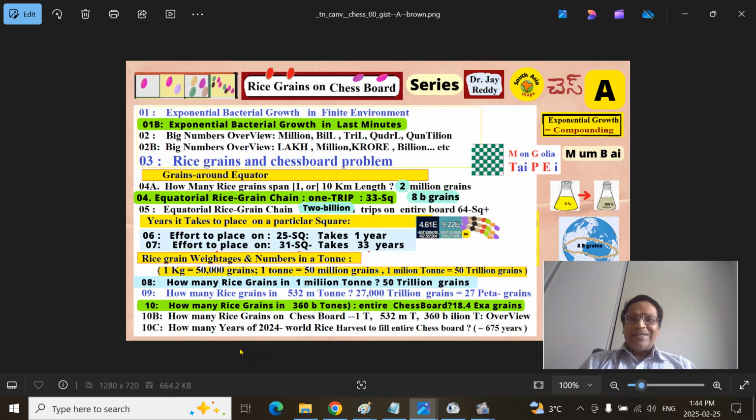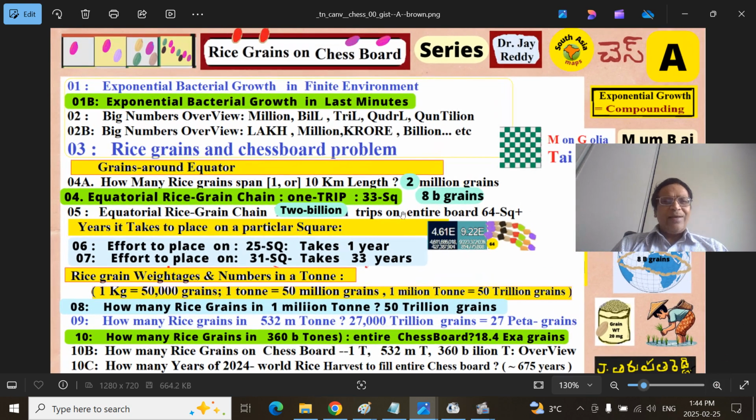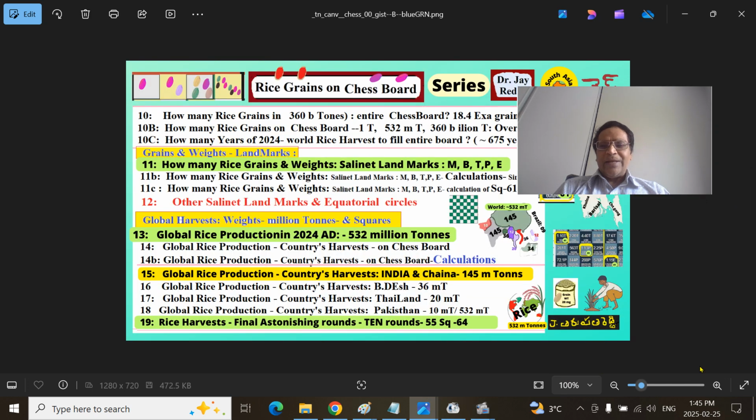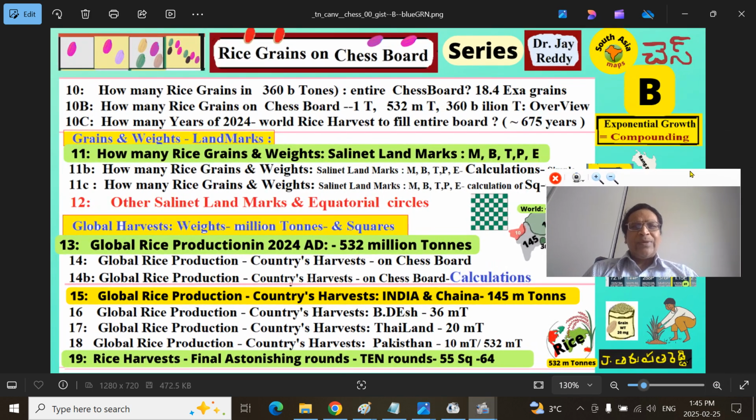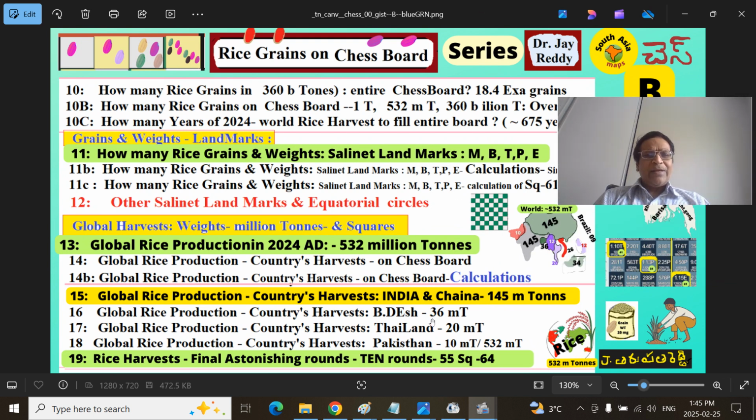And this rice grain on chessboard series is here, and I am showing we are talking about part 9. How many rice grains 532 million tons weightage contains means 27 trillion grains. Trillion is 12, and again 3 zeros, 15 zeros. That means 27 peta grains. Peta, that is 15 zeros grains. And the remaining similar presentations I'll be posting soon. These are the remaining presentations you can look for.